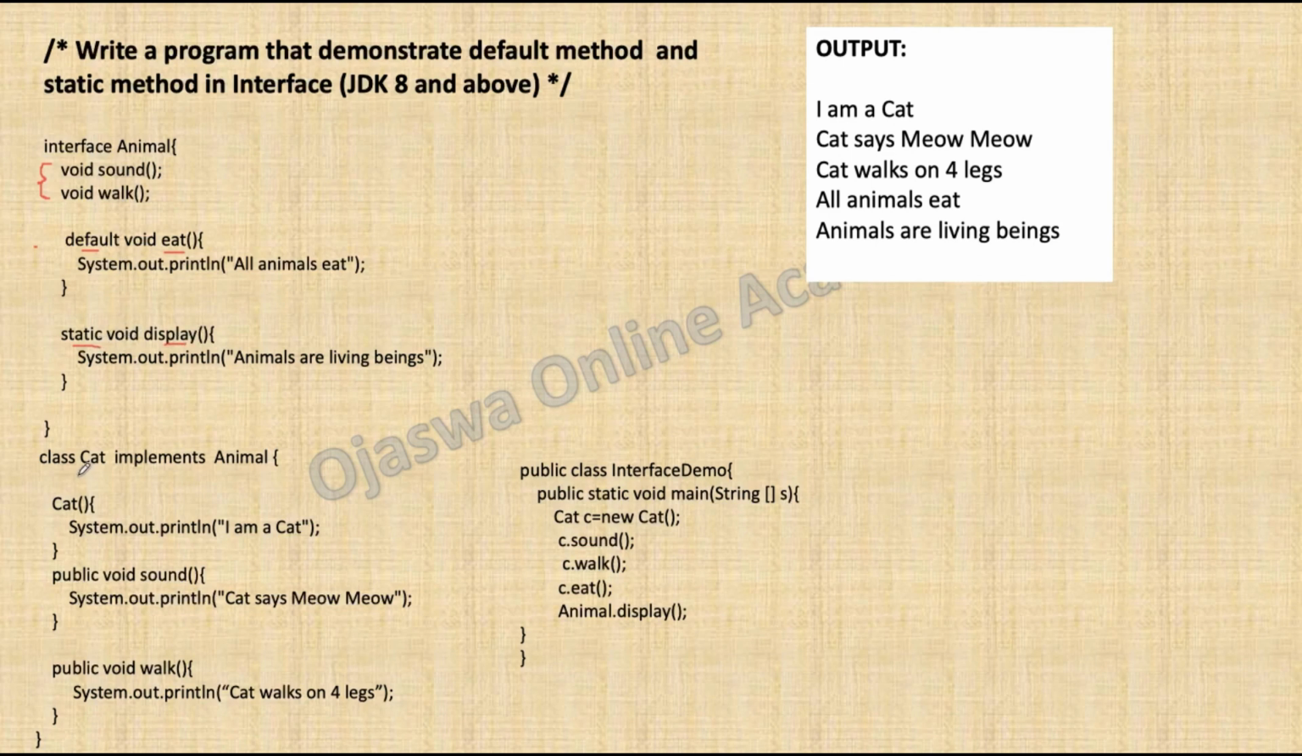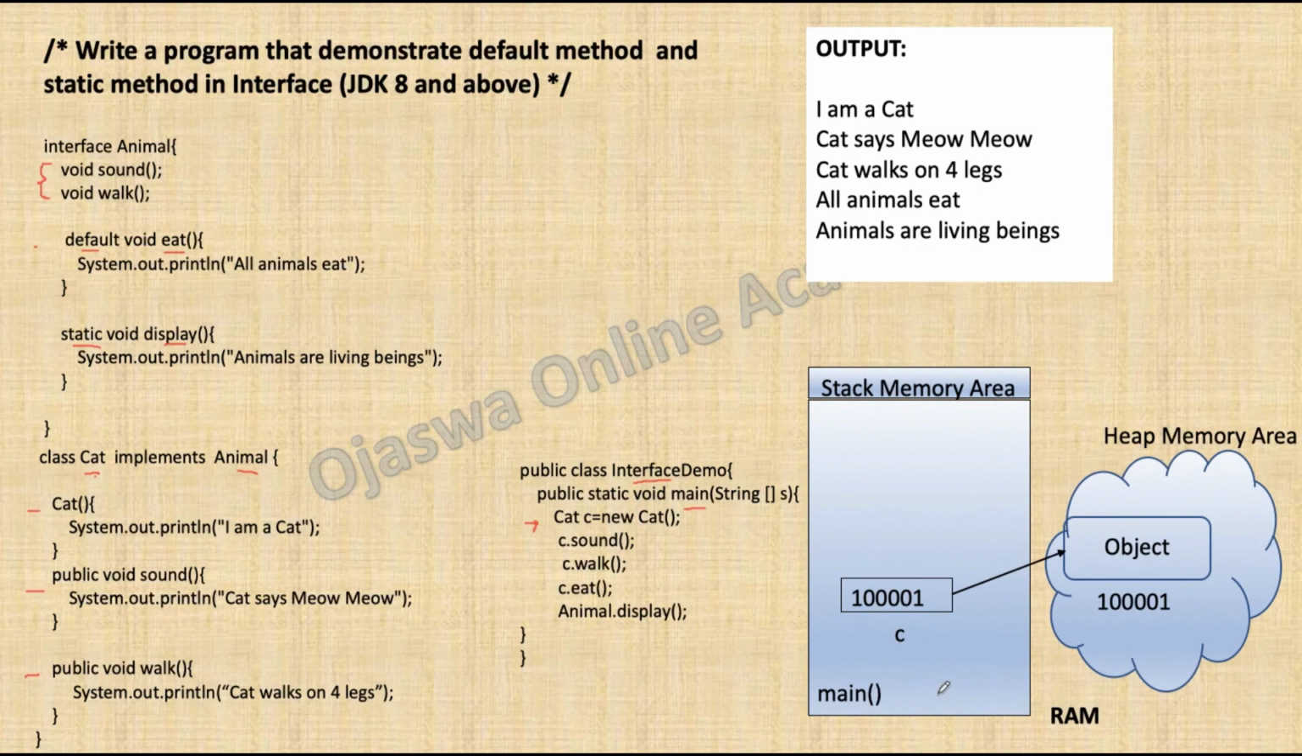Now there is a class Cat that implements Animal. There is a default constructor. Class Cat has to provide implementation for abstract methods sound and walk. So we have provided implementation for sound and walk, and the default method eat and the static method display are inherited inside class Cat. Then we have class InterfaceDemo that has the main method. Here we are creating an object of class Cat: Cat c = new Cat. So inside the memory, the object is created.